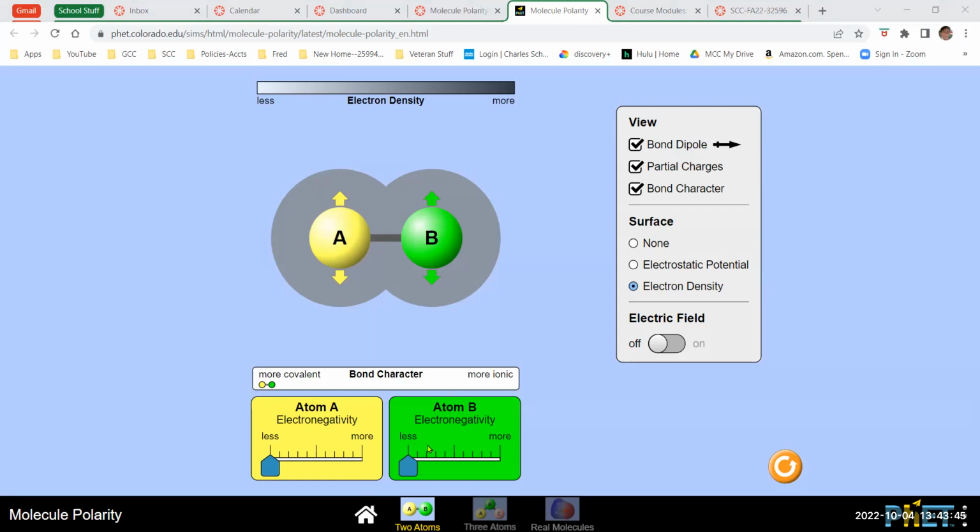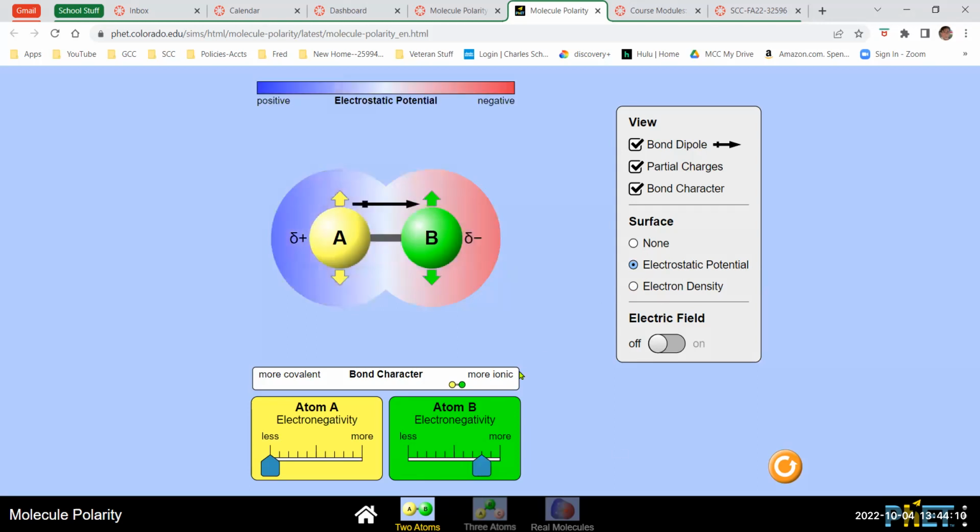If I take the electronegativity of, let's say, B, I've got a sliding bar here, and I increase its electronegativity, you can notice something. The dipole arrow starts to increase, okay? And the partial positive and the partial negative come into play. Let me draw it this way. The red color represents a negative area, a high electron density. Okay, so it's picking up the partial negative. We've got the arrow going over here, okay?